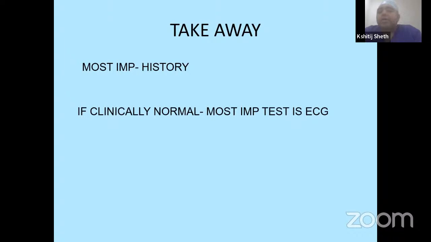The takeaway from these two cases of syncope is that history is most important. History will tell you whether it is seizure or syncope, and history will also tell you whether the syncope is because of vasovagal or a cardiac cause. If clinically everything is fine, then the most important investigation is ECG, because arrhythmias are the commonest cause of syncope. If the examination findings are abnormal, like an abnormal second heart sound or a loud murmur, or you have loss of pedal pulse, then echo will also become equally important.